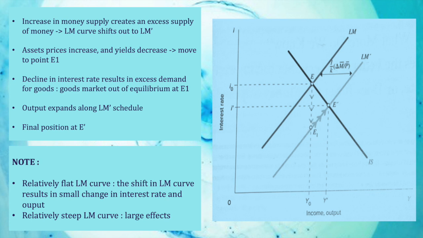Output expands along the LM right here. The final position is at E in the bottom right side right here. Note the slope of the LM curve. With a relatively flat LM curve, shifts in the LM curve result in a small change in interest rate and a small change in the output. With a relatively steep LM curve, there will be large effects in the interest rate and in the output.